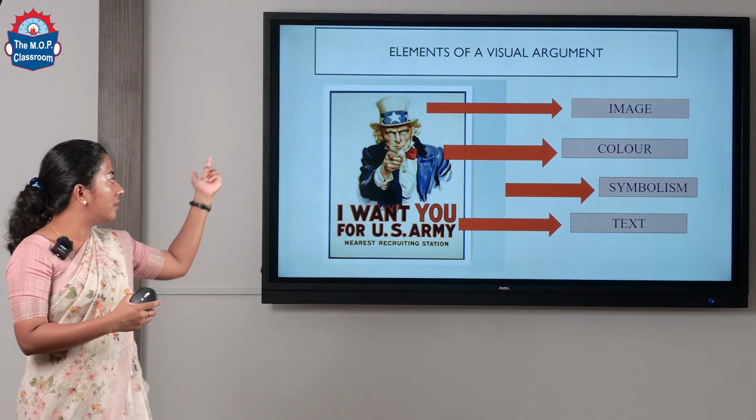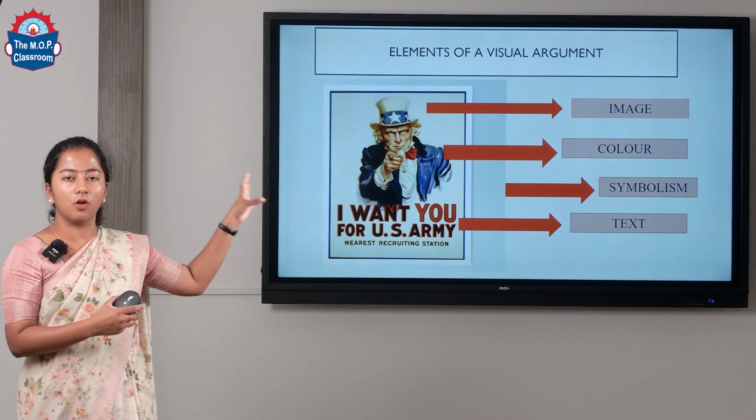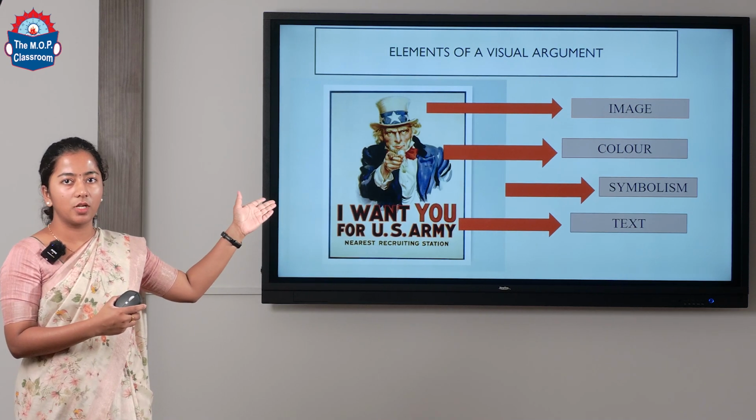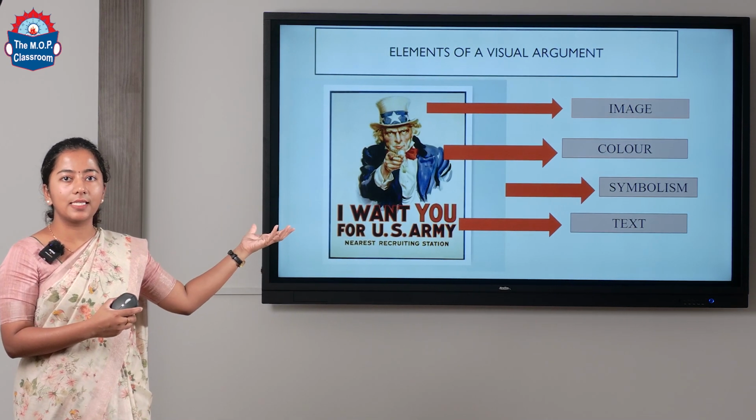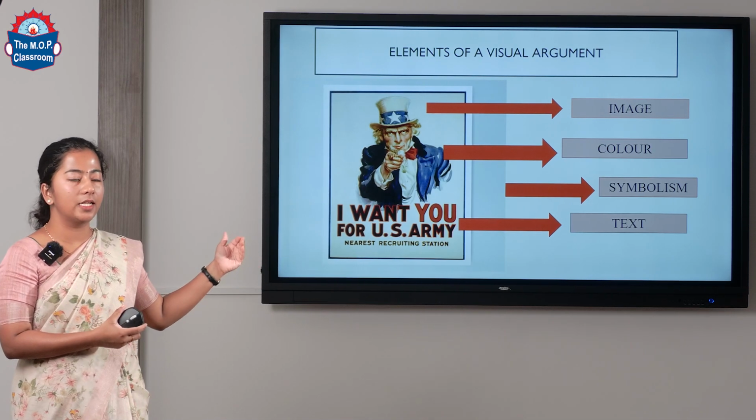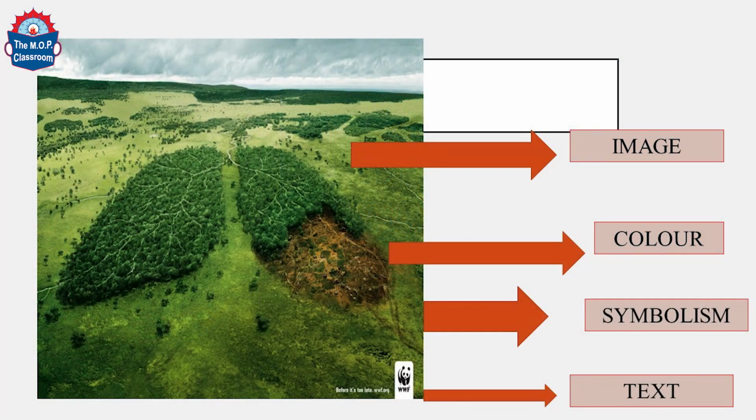So that is the elements, or the basic components, of a visual argument, which is the image. You have the colors, then you have the text and the symbolism behind the image, right? So that is one example. Let's look at another example.